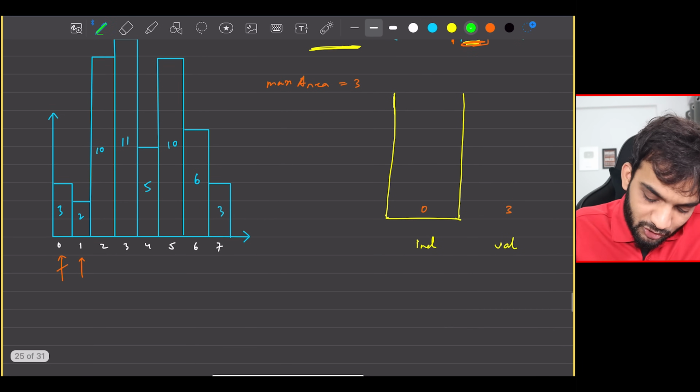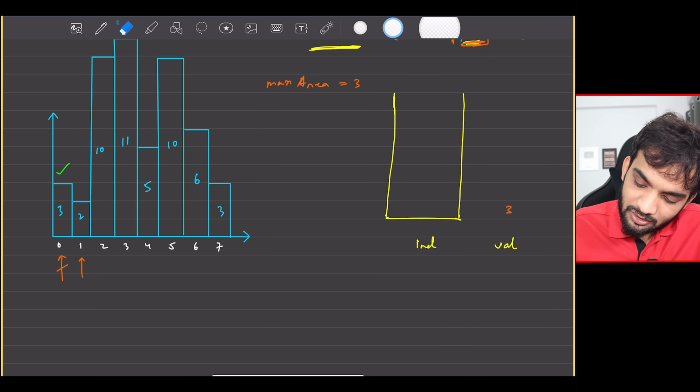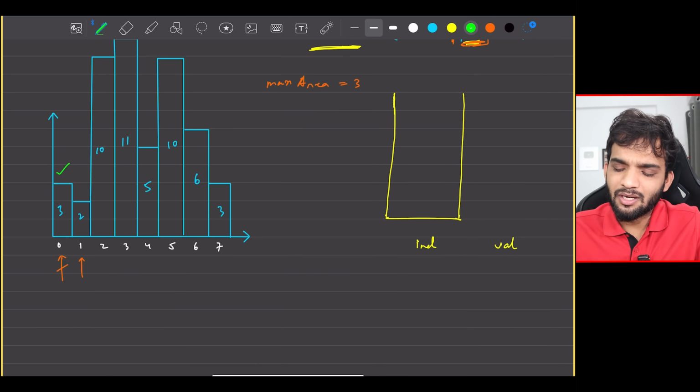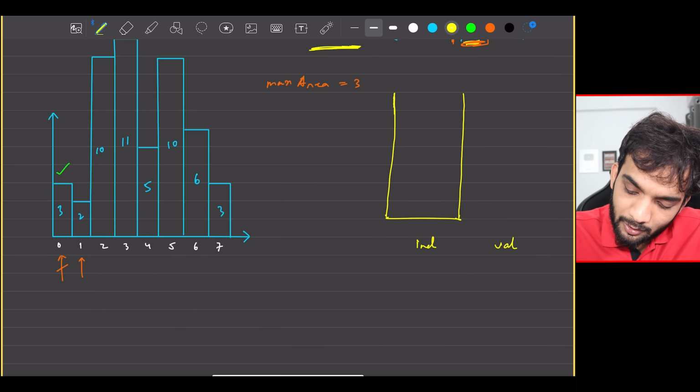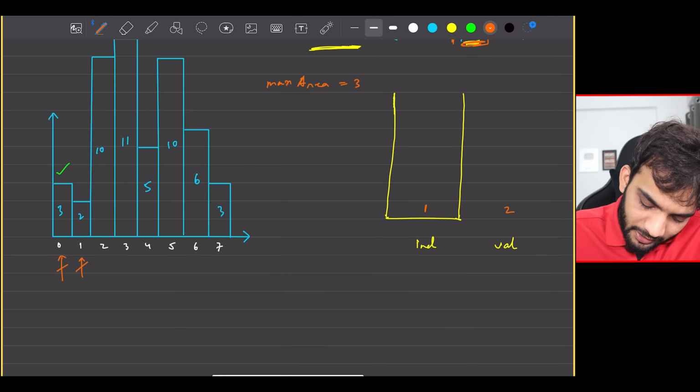Remember, I touched 3, so you could go ahead and kick out 3. Done. And since the stack doesn't have anything, just insert the index 1 into it. So you'll end up inserting index 1 with a value 2. And then go to the next.